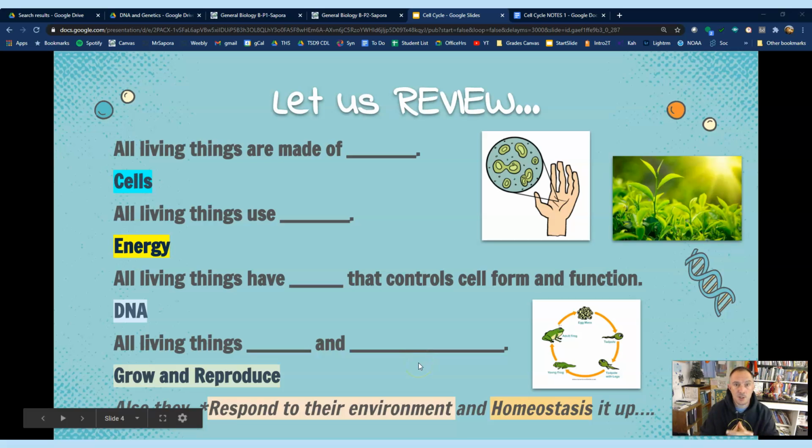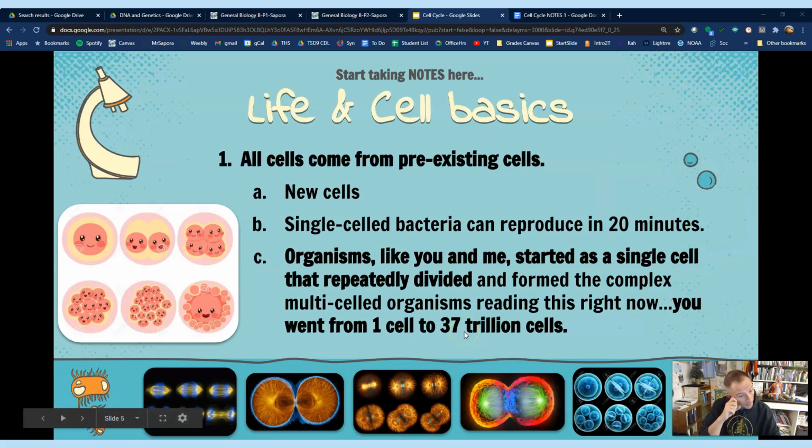Cells and living things also respond to their environment, either physically or chemically, mechanically or chemically. And cells maintain homeostasis. They maintain a stable internal environment. And we're going to talk about that too. So that has to do with cell size. Cells need to maintain a stable internal environment. They need to get rid of waste. They need to take in nutrients. They need to have a certain type of chemistry in order for them to stay living and do their functions and jobs. Okay, so start taking notes here, please.